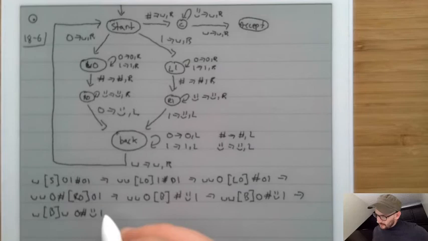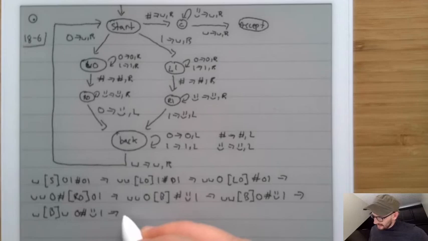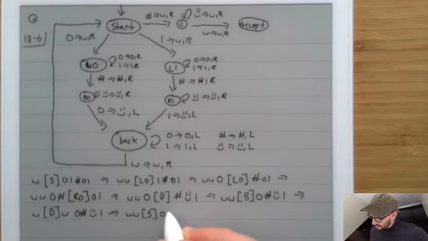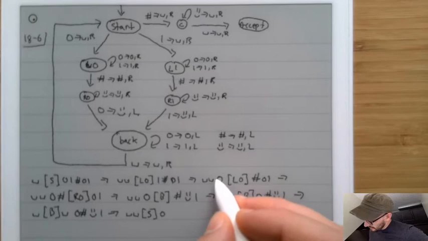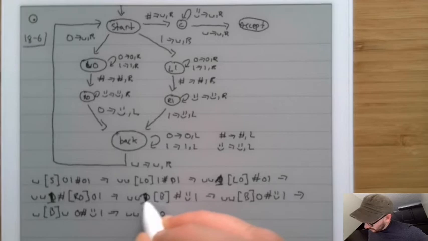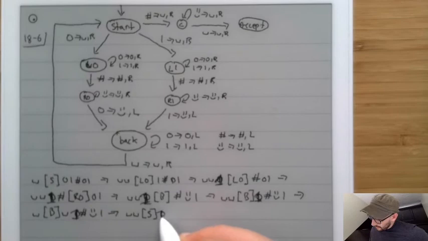Then we see a blank, and that brings us to the S state, and we move right, so we're going to have blank, blank, S, 0, but why did I have that 0? This should have been a 1 all along. I silently replaced it. That should be a 1. All right. 1, hash, smiley face, 1.